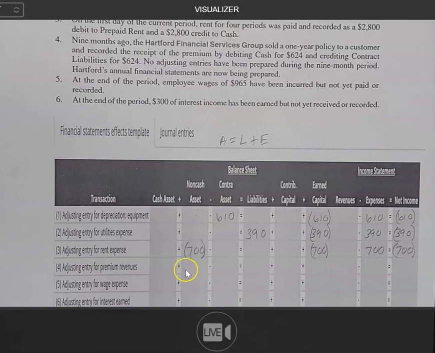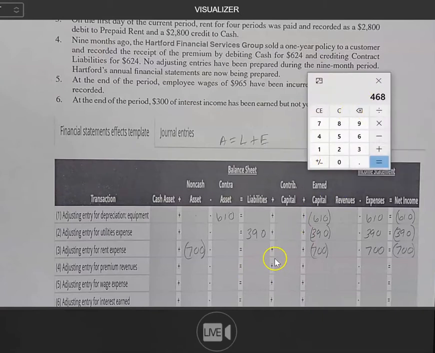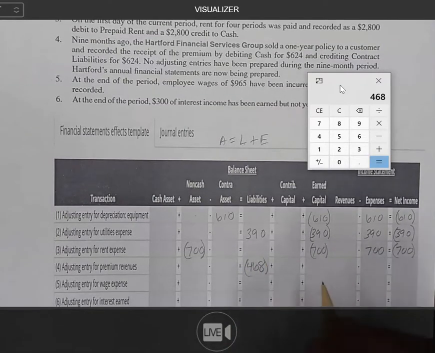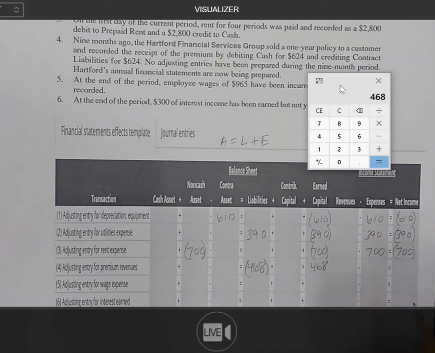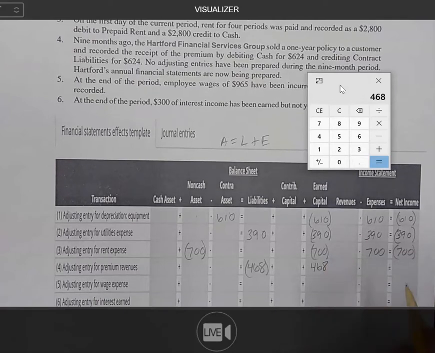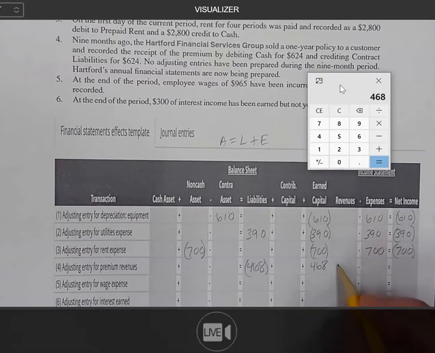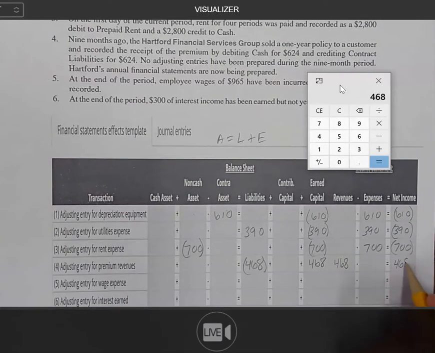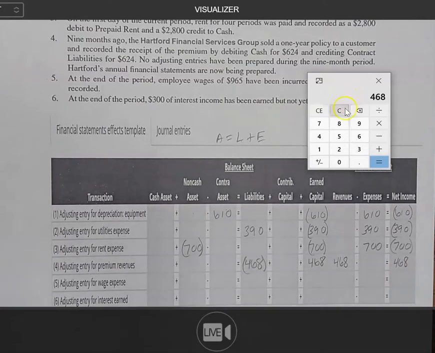So with that in mind, let me move this out of the way here. What we're going to do is, we already received the cash in the past, so we don't have to do anything with that. But what we do need to do is recognize that we've had a liability that has gone down. Why has it gone down? Because of that $624, we've actually earned now $468 of that. So the liability has gone down by $468, and that's actually going to have a positive impact on earned capital. We can also now record earned revenues on the income statement of $468. We have no expenses to offset that, so net income would be increased by the same $468.